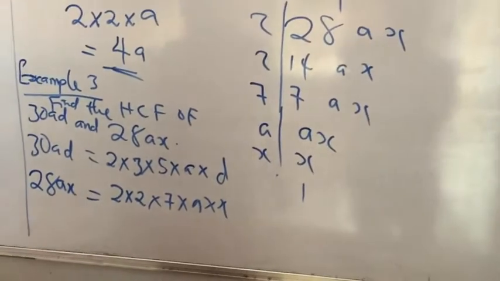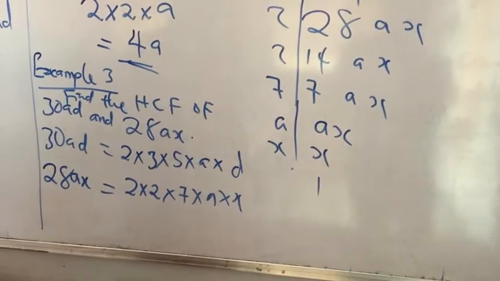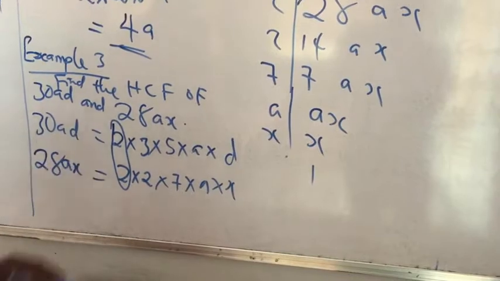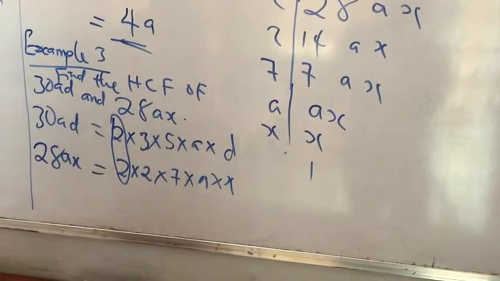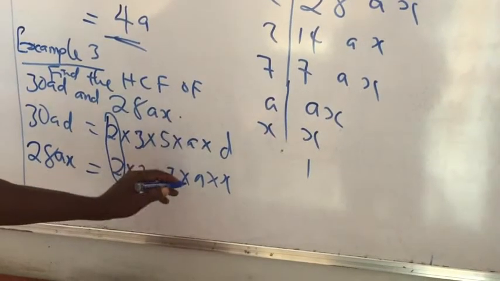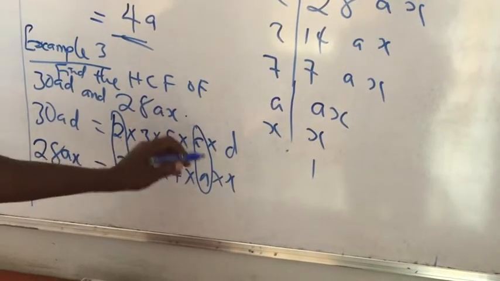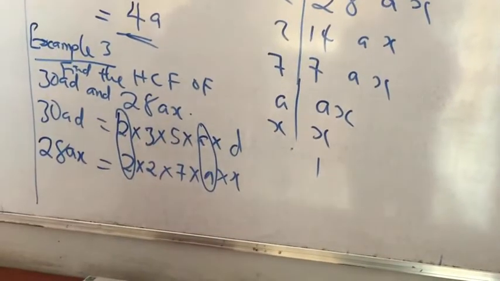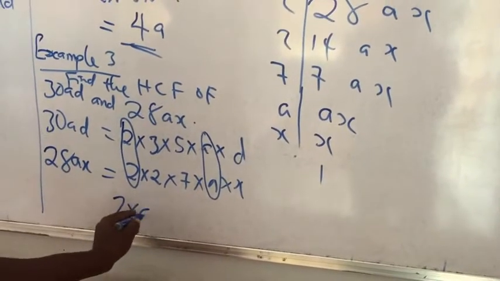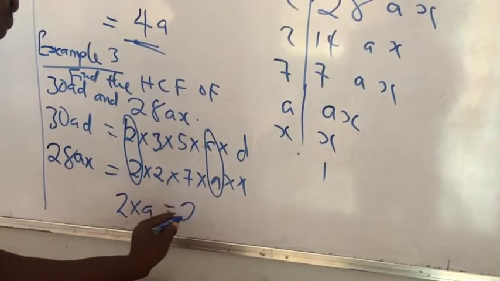So we can now from there pick our common value. What's common here? This and this is common. Can all see that? 3 is here, 3 is not here. 5 is here, 5 is not here. A is here, A is here. They are common. D is here, D is not here. So what is common? We have 2 times A.